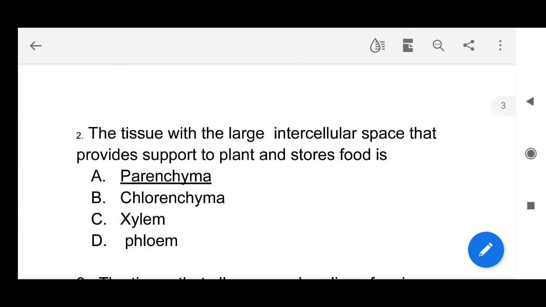So next question, the tissue with large intercellular spaces that supports the plant and stores food is parenchyma. So see here, parenchyma tissue shows a characteristic feature, that is the presence of large intercellular spaces. So the main function of this tissue is to support the plant and store food. So in the leaf, mesophyll cells are nothing but a type of parenchyma only, that helps to produce food or to perform photosynthesis. In aquatic plants, it helps in buoyancy or floating.